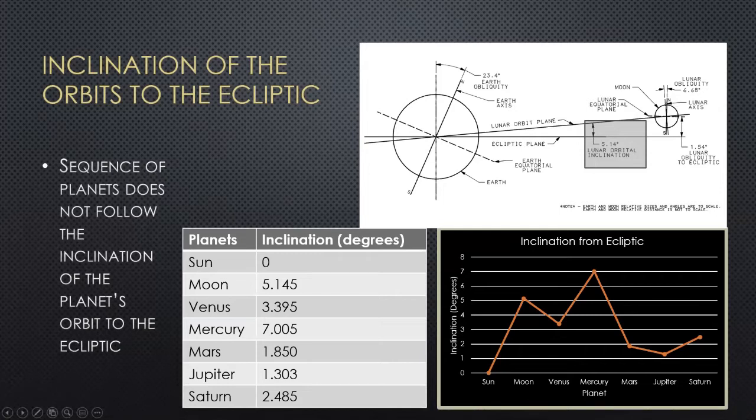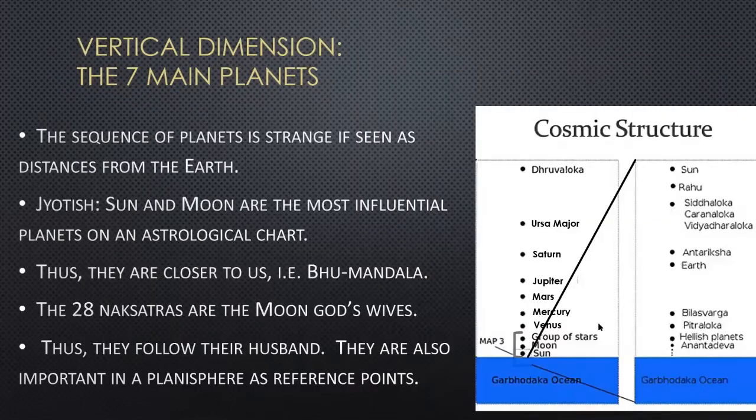And what we did is ask somebody from the Jyotish tradition, does this sequence make any sense to you? The sun, the moon, the group of stars, Venus, Mercury, Mars, Jupiter, Saturn, Ursa Major, and Dhruva, the poles, right? Does this make any sense to you? And they said, yes, it makes sense.